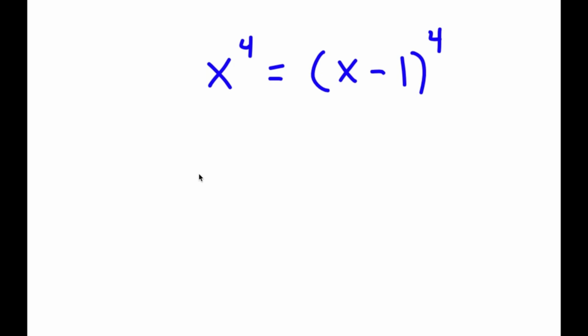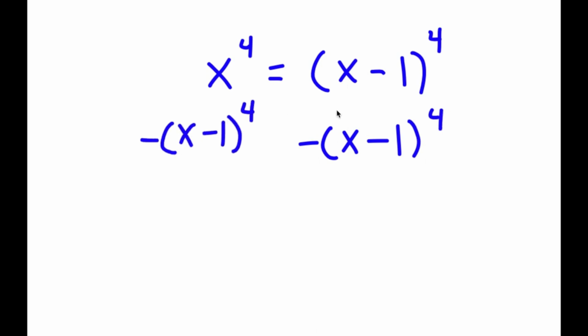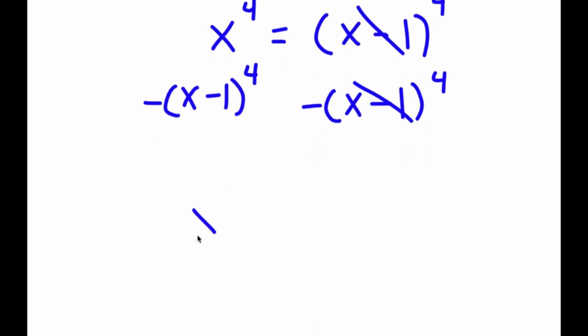Alright, so in this problem, I have x to the power of 4 is equal to (x - 1) to the power of 4. So to solve this, I'm going to first start by subtracting (x - 1) to the power of 4 on both sides. So then these two cancel out, and now I have x to the power of 4 minus (x - 1) to the power of 4 is equal to 0.